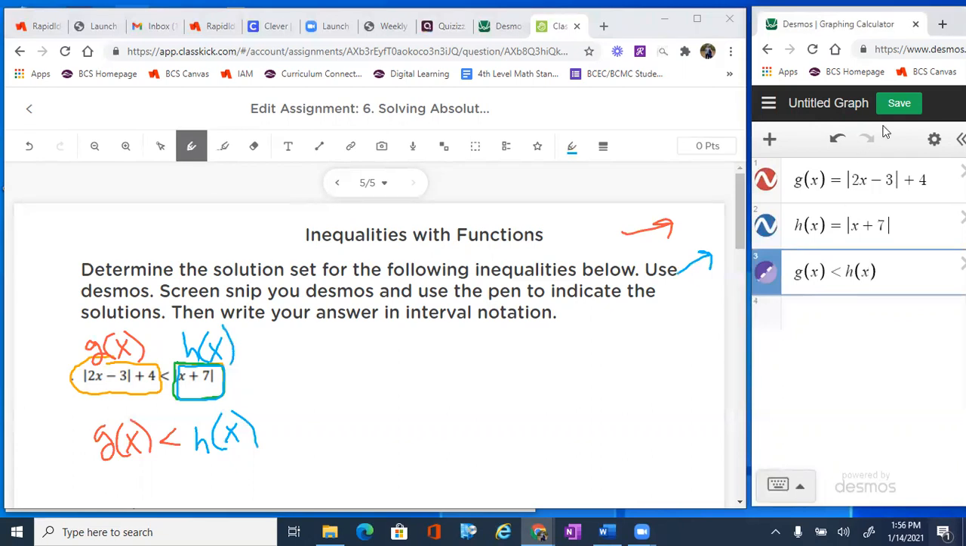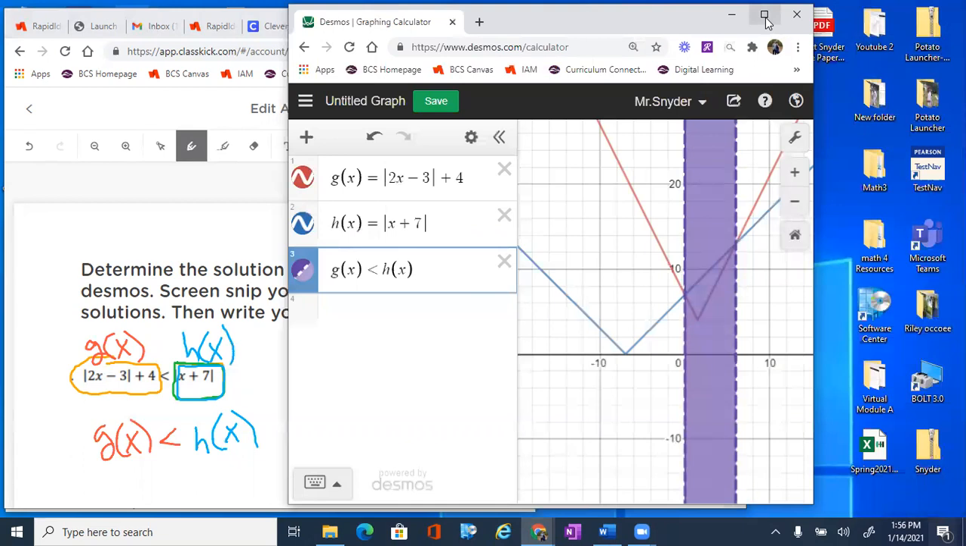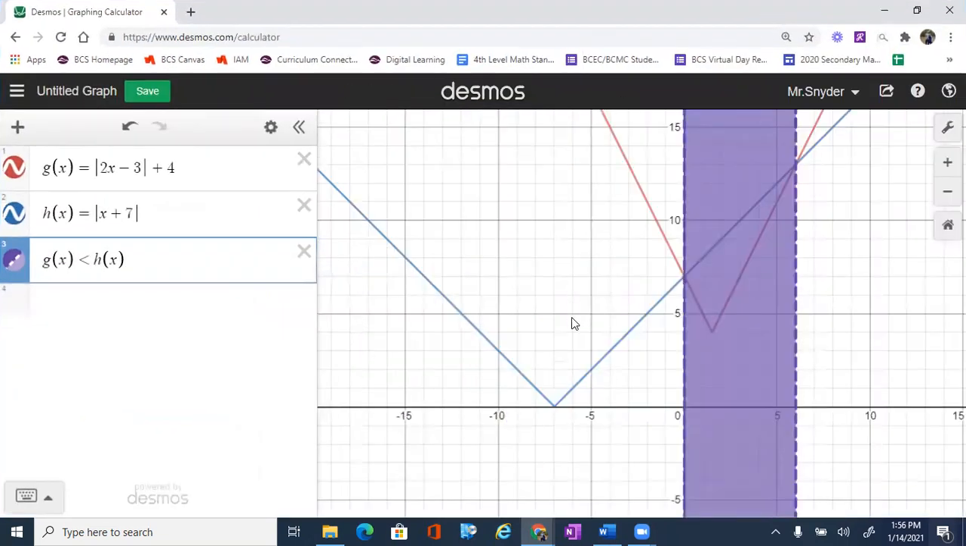Once I have that, I'm going to look directly at that graph. Now, g of x is the red one and h of x is the blue one. What we want to do is find out where the red one is less than the blue one. So if we follow that out real quick, here's a red one right there, and it is less than, or lower than, the blue graph, which is right here. Notice it is lower than the blue graph right there.